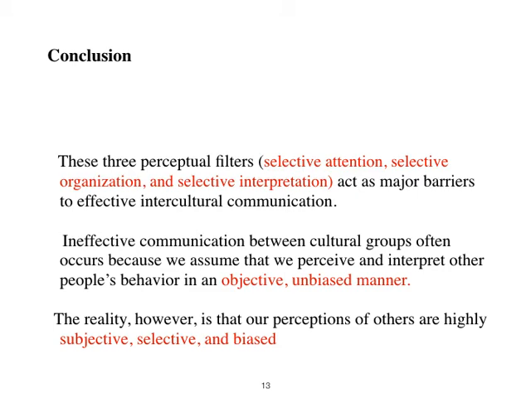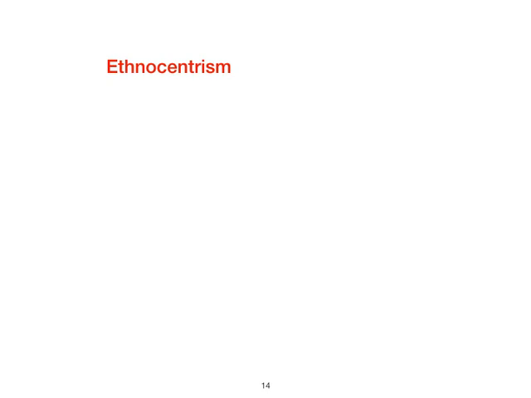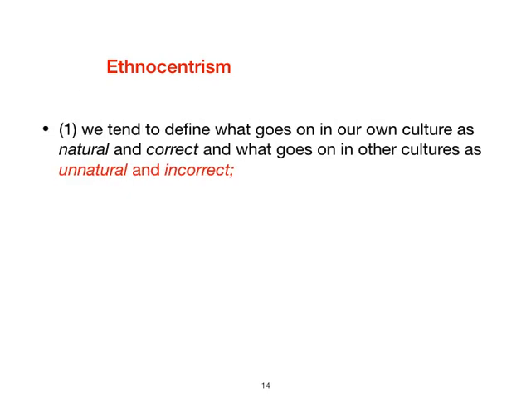Now, before we end our session, let's talk more about our biases. Ethnocentrism. We've discussed ethnocentrism, how it leads to when we believe that our culture, our way of life is superior to others. And because of ethnocentrism, we tend to define what goes on in our culture as natural and correct, and what goes on in other cultures as unnatural and incorrect. We talked about it. We believe in our culture being superior to others, our beliefs being superior to others.